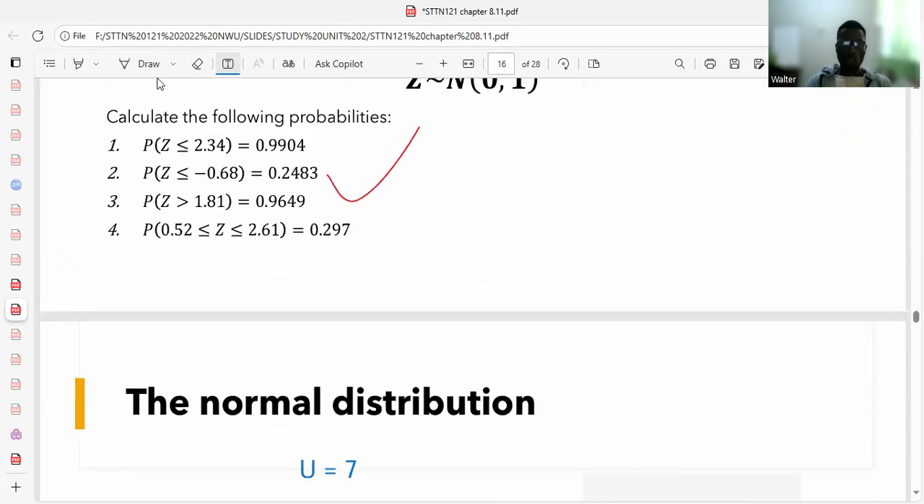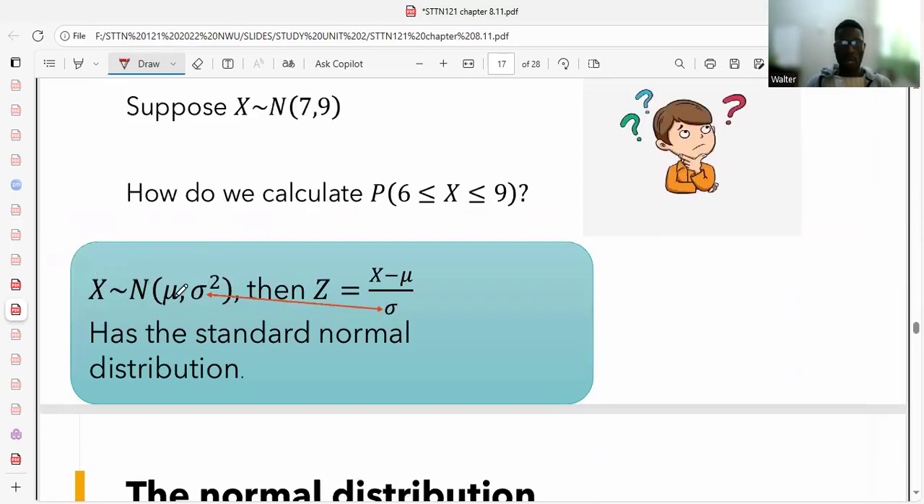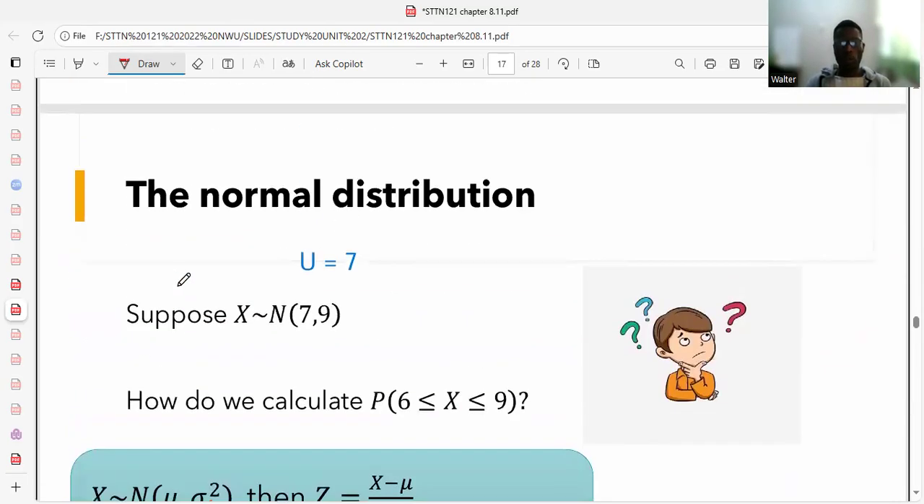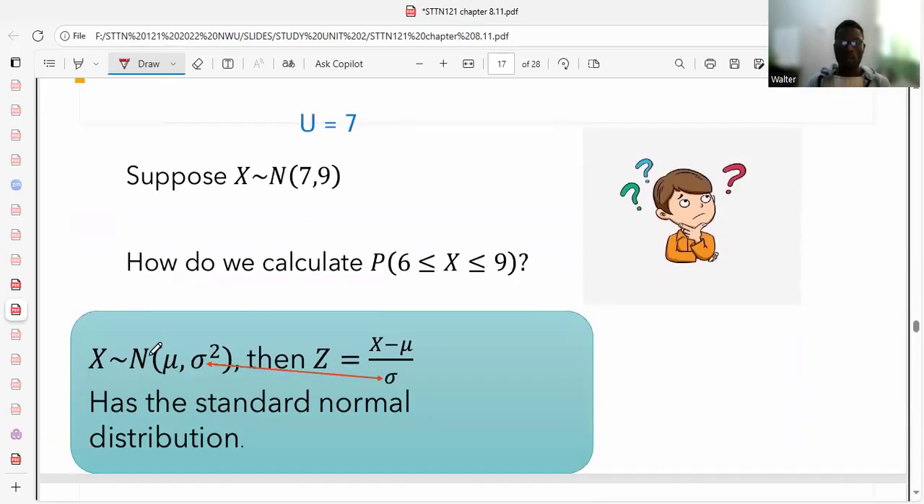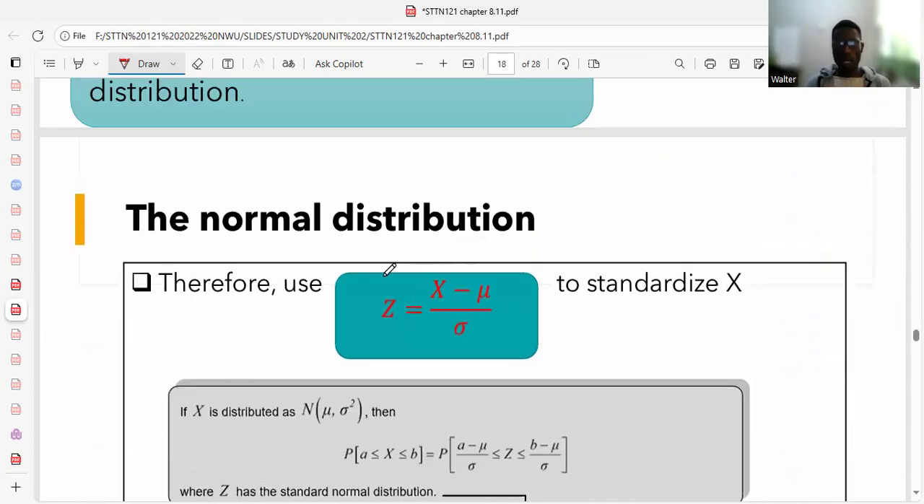Okay, let's go back. I want to show you guys something. You see this one? This is the one for the normal distribution, where they say that X is normally distributed with a population mean and also the variance here. How do you move from variance to standard deviation? You do a square root to get the standard deviation. So now this is the formula that we are going to use.